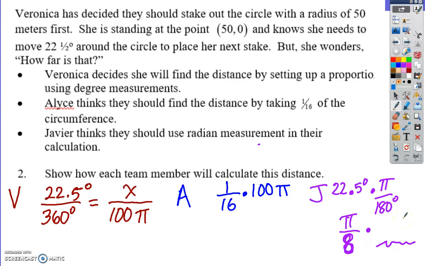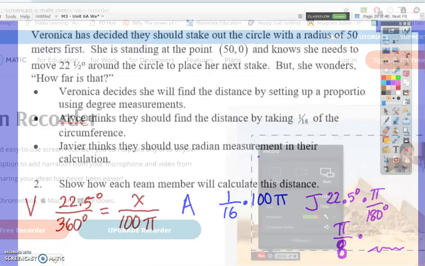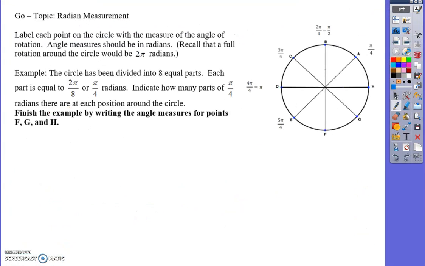We know all the answers are going to be the same. So once you have an answer for Veronica's method or Alice's method, see what you can do to find out what Javier needs to multiply by to get Javier's method. Okay? And then, that was an X. I didn't mean to lower that. I meant to do this.